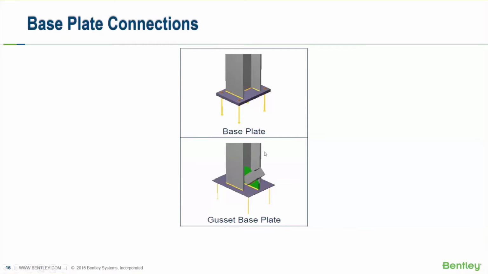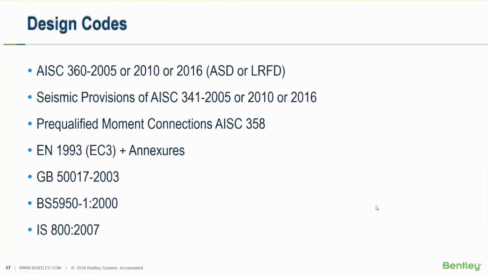Okay, so let me go through a little bit more detail in terms of which codes it supports. You can see the American design code 2015, which is AISC 360 2005, 2010, and 2016 codes are also supported, both the methods ASD or LRFD, seismic provisions from AISC 341, and the prequalified connections as per 358.